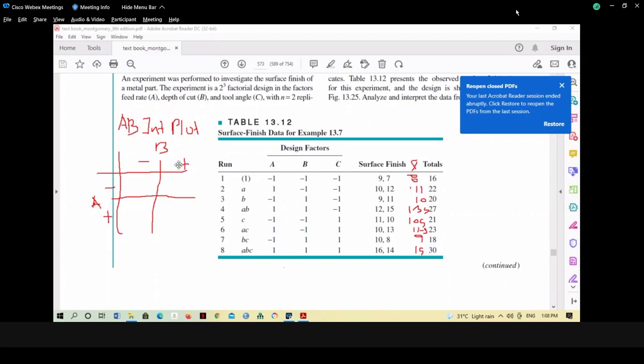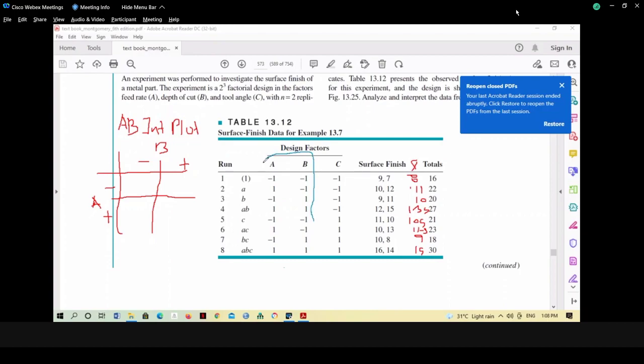If you want AC, just A and C. If you want BC, B and C. For our graphical analysis, you can construct plots for factors A, B, and C, and also the two-factor interactions. For ABC, you will not be able to show it graphically. If I ask you to construct the AB interaction plot, you just focus on the AB column.